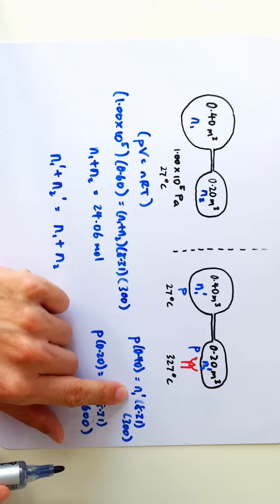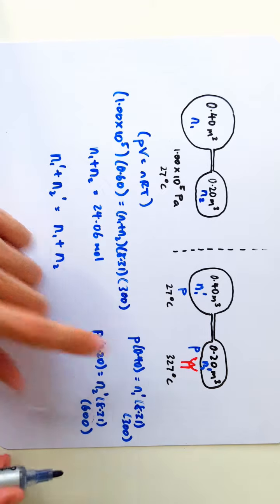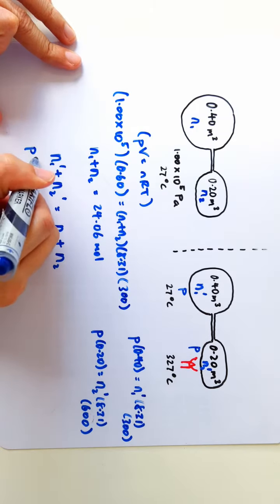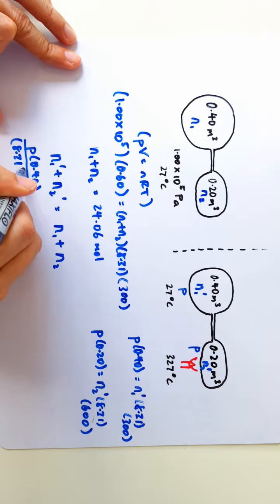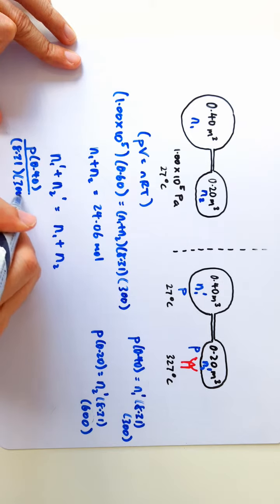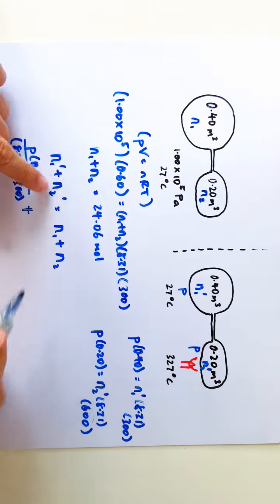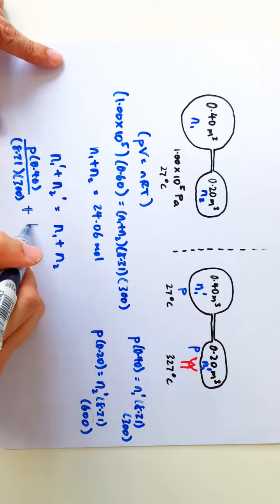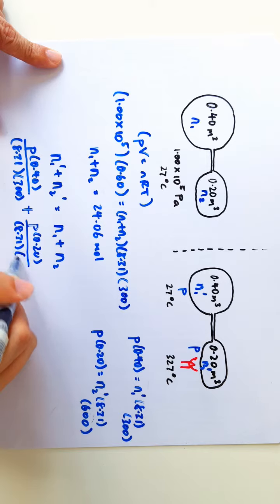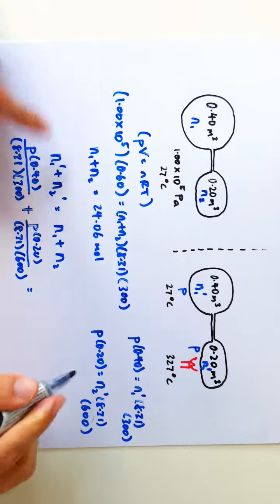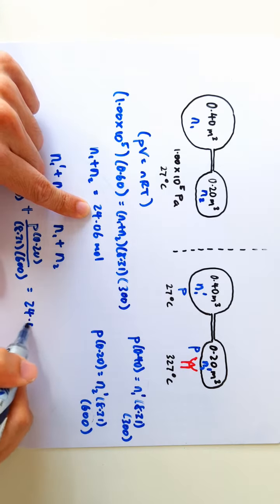We can write N1 prime in terms of P. So N1 prime is actually P times 0.40 divided by R and T. Do the same for N2 prime. So that's P times 0.2 divided by 8.31 times 600. So this should equal 24.06.